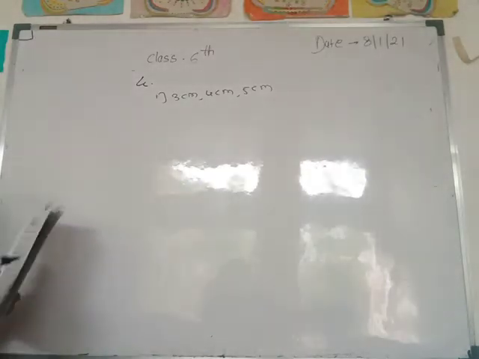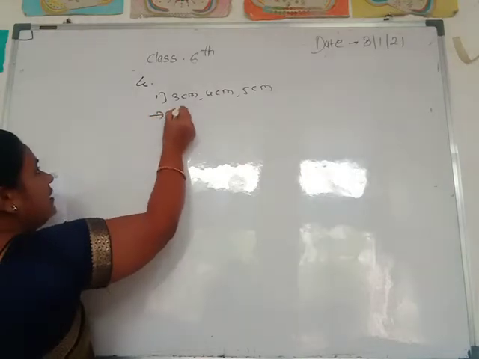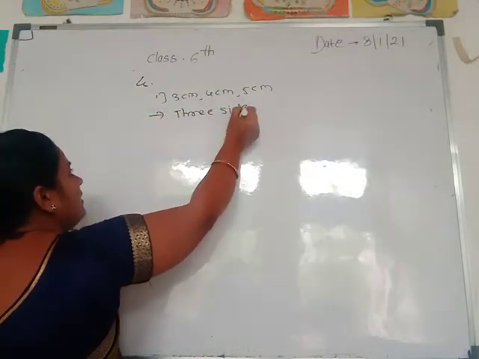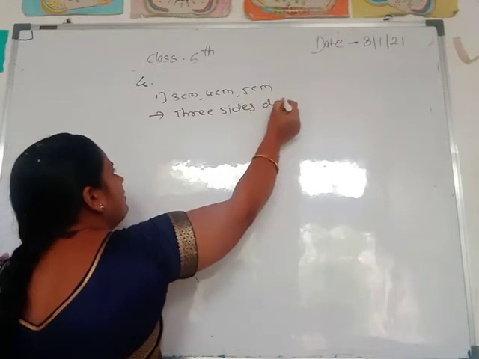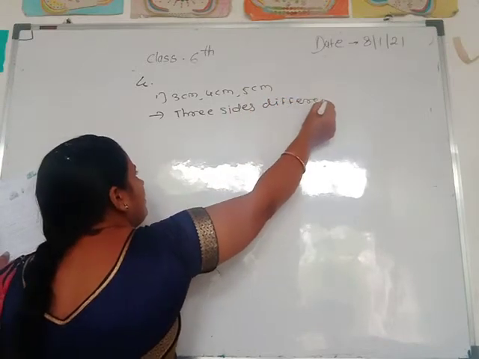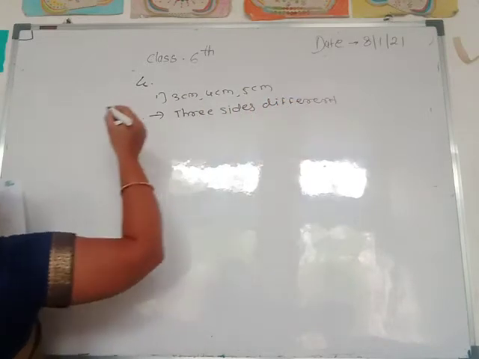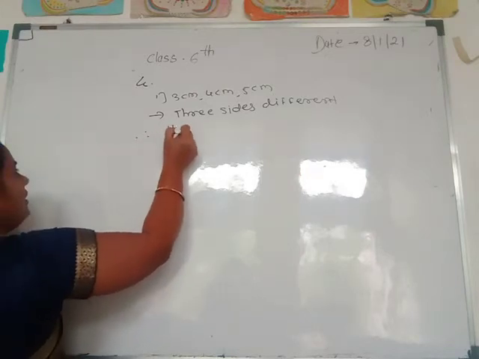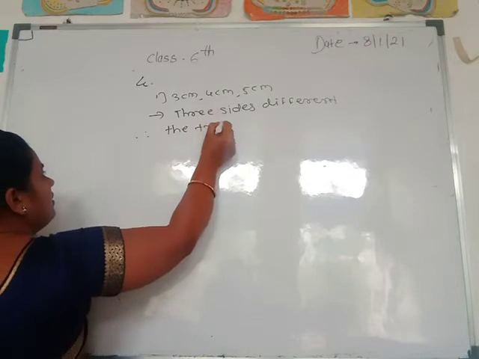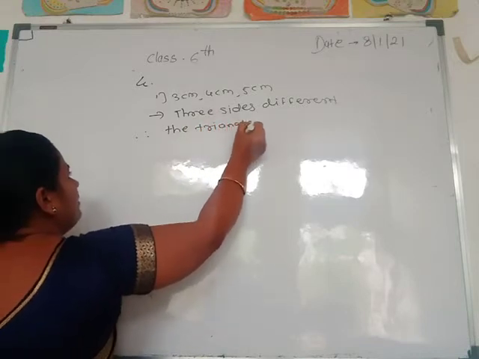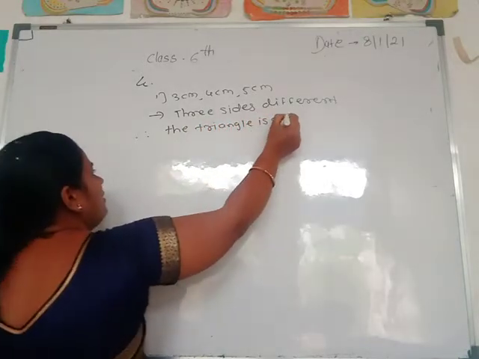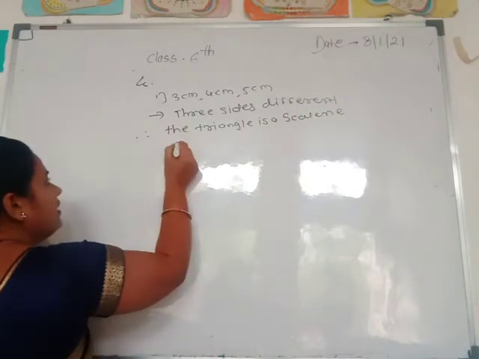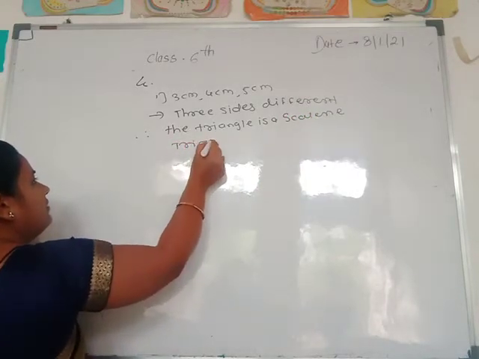Here write below as the answer: 3 sides different. Therefore the triangle is a scalene triangle.